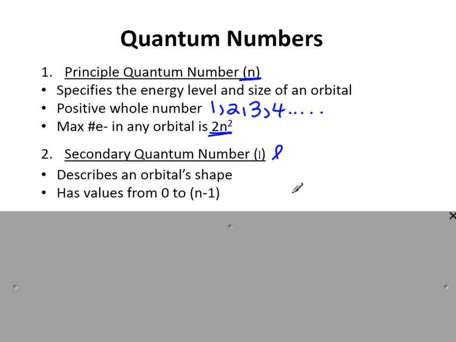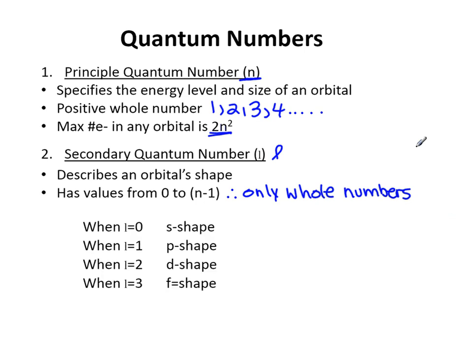The secondary quantum number describes an orbital's shape. This has values anywhere from a range of 0 up to n minus 1. Remember, n is the principal quantum number. So n minus 1 means take the energy level and subtract 1. These also have to be whole numbers here. They will also only be positive, but in this case you will get one where there is 0.